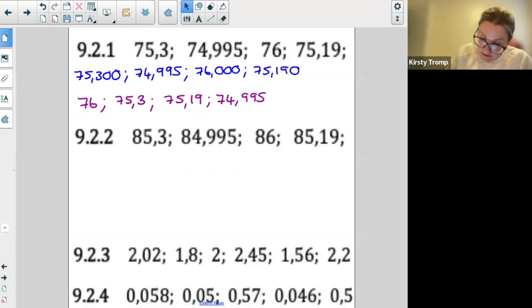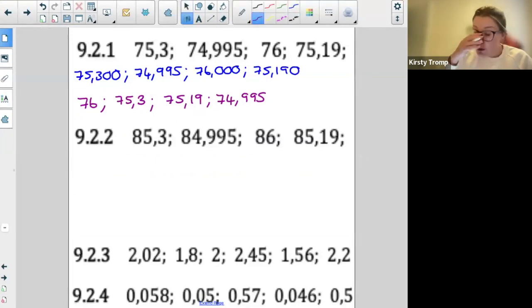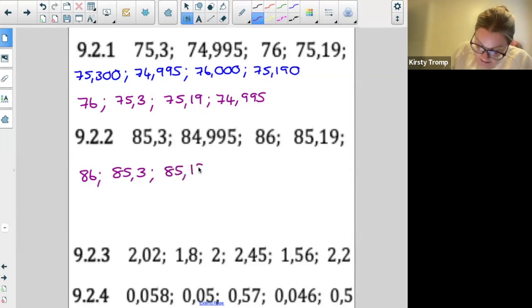Right, the next one I gave you, you're going to use the same method. You're going to make sure, does it have the same decimal places? I'm going to do the answer for you. So you should have 86 as your biggest number. Then you've got 85,3. Then you have 85,19. And you have 84,995.